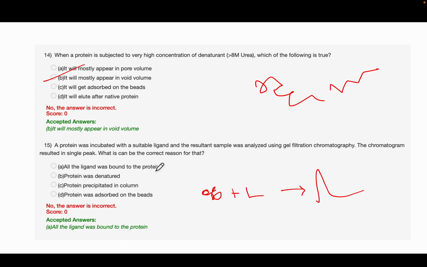All the ligands were bound to the protein, the protein was denatured, the protein precipitated in the column, the protein was adsorbed on the beads. The last three are baseless, right? This cannot be happening, because then you won't be able to get any peaks. So the answer will be all the ligands were bound. So all the ligands were bound with your protein, so protein plus ligand has come out in a single peak.